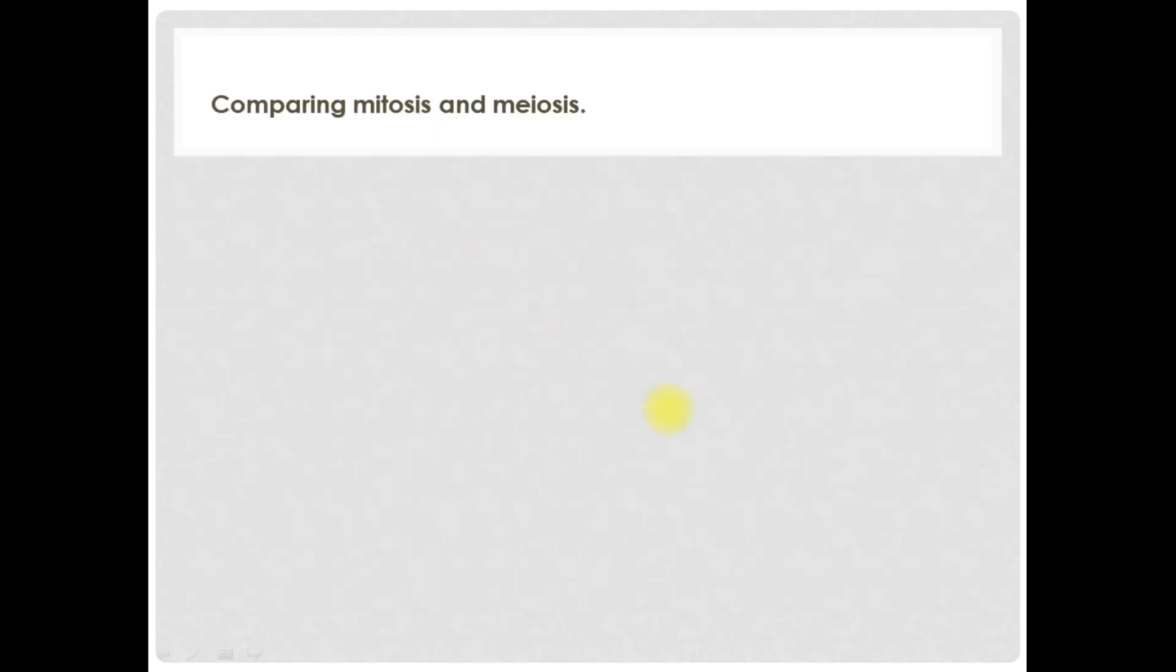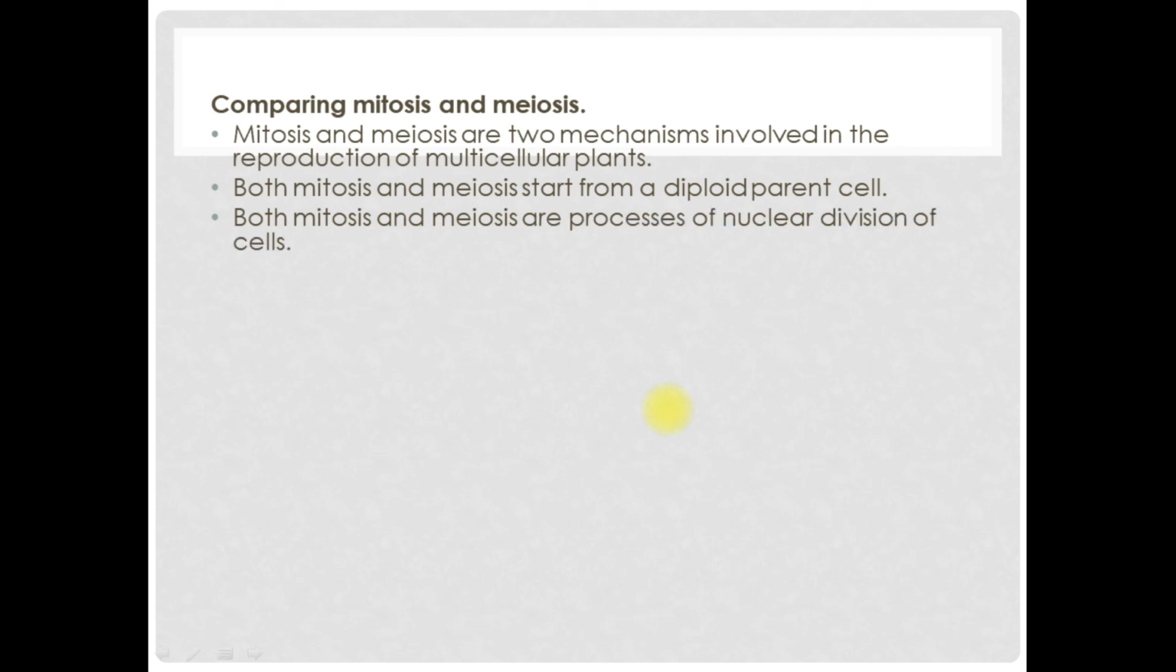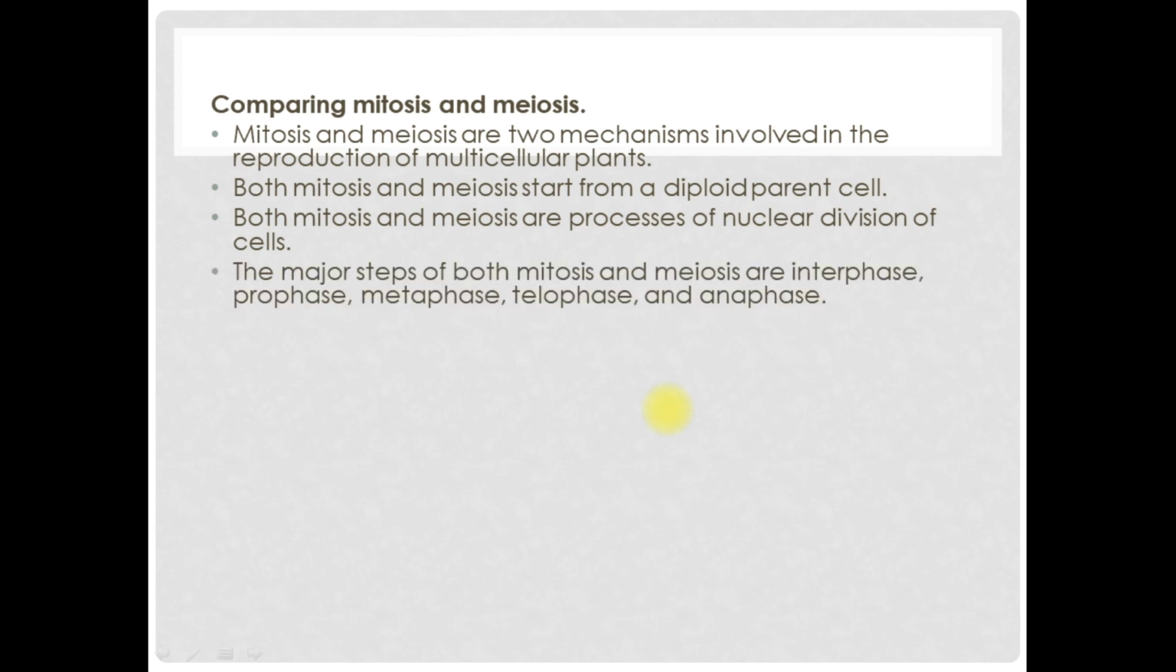Now let's take a look at the similarities between mitosis and meiosis. Mitosis and meiosis are 2 mechanisms involved in the reproduction of multicellular plants. Both mitosis and meiosis start from a diploid parent cell. Both are processes of nuclear division of cells. The major steps of both mitosis and meiosis are interphase, prophase, metaphase, telophase, and anaphase. The DNA of the parent cell is replicated prior to nuclear divisions.